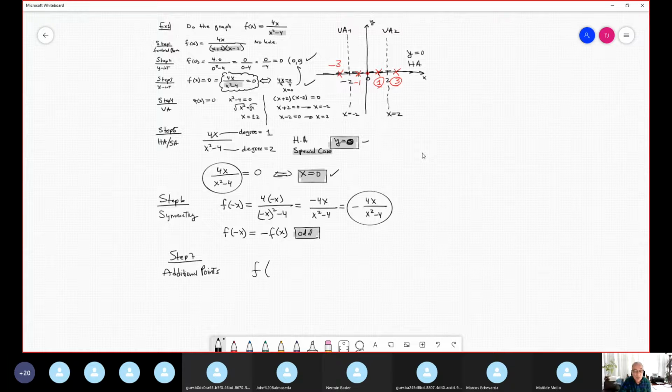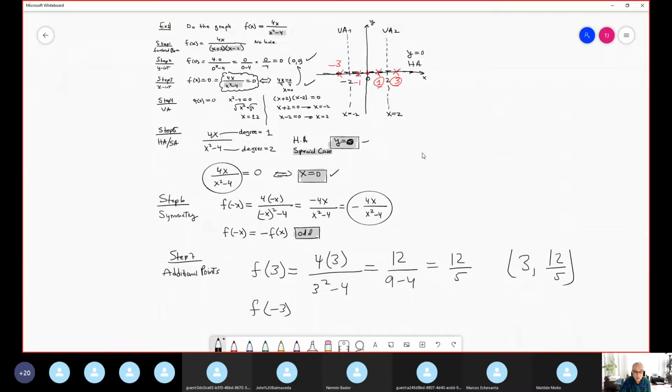So let's do it by hand or calculator, either way. You evaluate in 1 or in 3. And the original is 4 times 3 divided by 3 squared minus 4. This is 12. And this is 9 minus 4 que es 5. 12 over 5. Entonces the point is the point 3, 12 over 5. Pero I know que -3, using the idea for the odd function, you don't need to compute again before. No, es -3, -12 over 5.